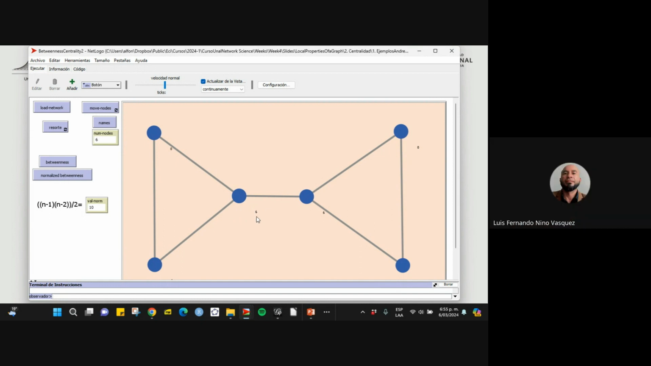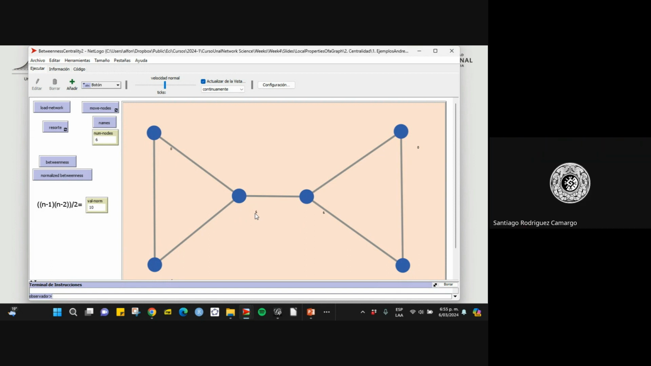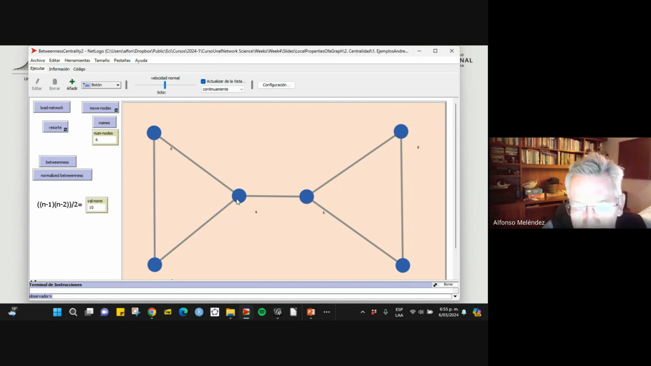Stephanie says the number of nodes. Oh, it's a coincidence. It's not the number of nodes. I think it is the number of the shortest paths that go through that node. Exactly. There are six paths from the other nodes that pass through this node.